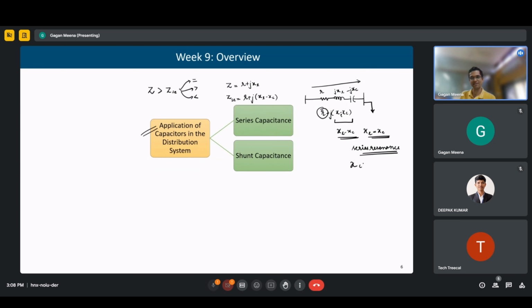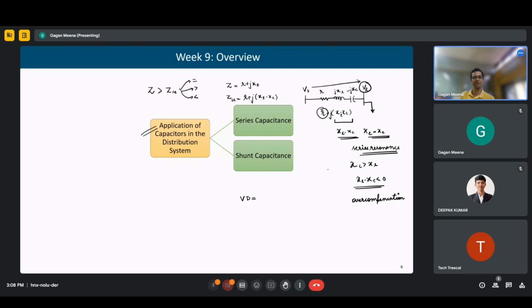And if XC is greater than XL, then it becomes R minus jX. So then this XL minus XC becomes negative. So it is overcompensation. We are having capacitance which is even more than necessary. So because of that, what will happen? If the voltage here is Vs and this is Vr, then this Vr will be more, because we have seen that formula for voltage drop last time.